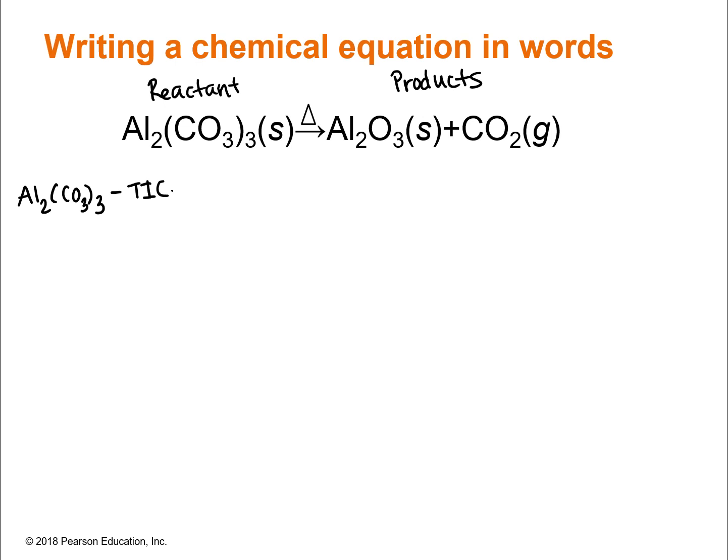So this is a ternary ionic compound. You've got the metal plus the polyatomic anion. The metal is aluminum. It's not a transition metal, so you just write aluminum. Then you name the ion, the negative ion. So that's our reactant.